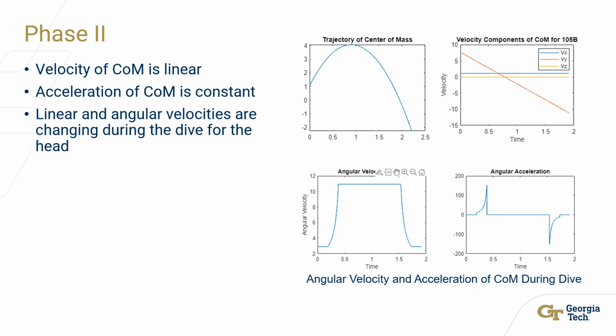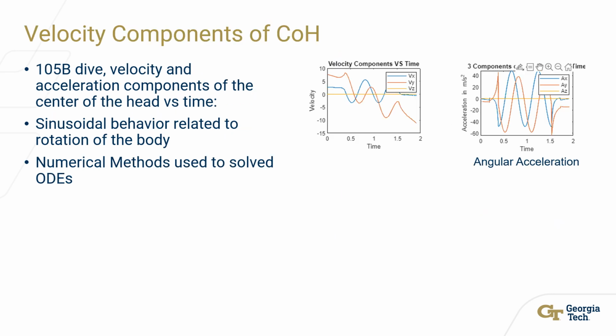Note that we treat the diver as a rigid body so that the angular components of the torso are equivalent to the angular components of the head. This will be used in future calculations to get the velocity and accelerations for the center of the head. The velocity and acceleration components of the center of the head are different from the center of mass due to the rotation of the body of the diver. We utilize numerical methods to solve for the velocity and acceleration components, and as such, do not really have to deal with ordinary differential equations.